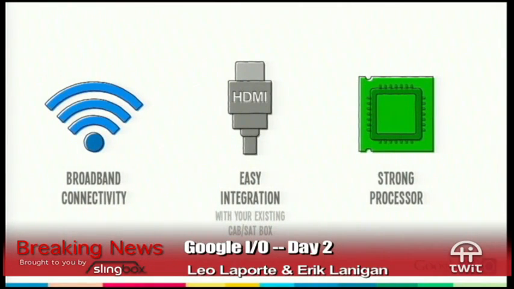Number 1, Wi-Fi and Ethernet built in, of course. Number 2, you're going to connect your existing cable or satellite box to the Google TV box using a regular HDMI cable. This is like a Roku. In addition, the Google TV box comes with Bluetooth built in, which is what we're going to use for control.